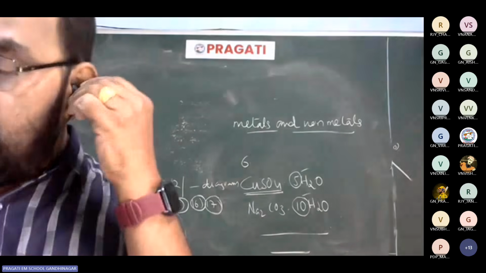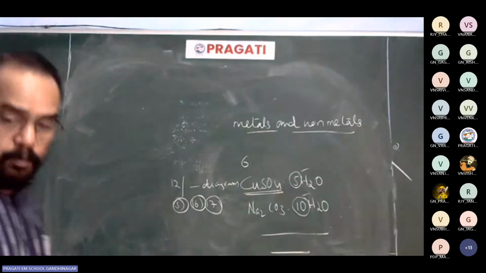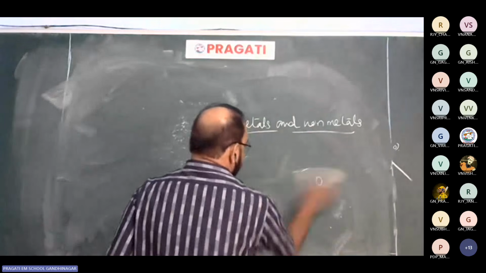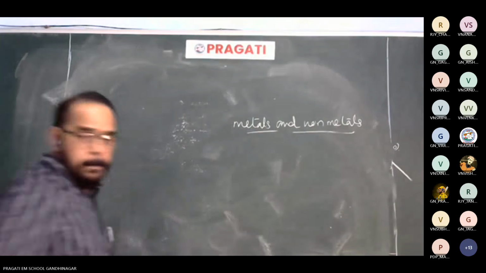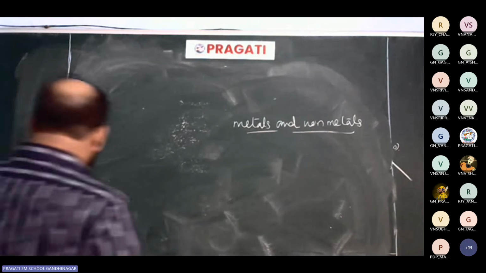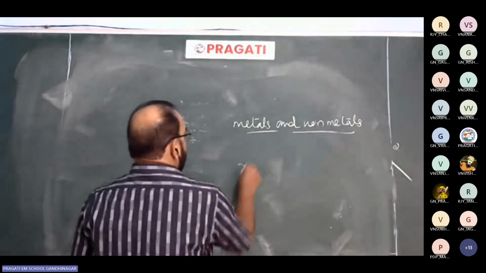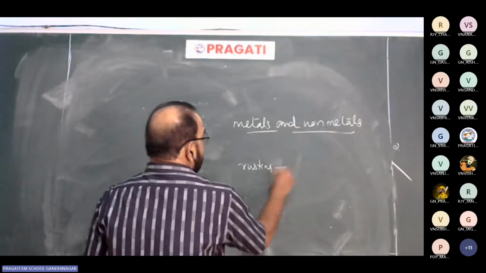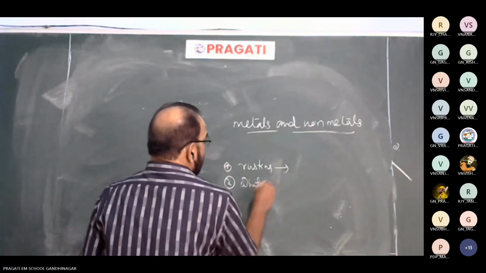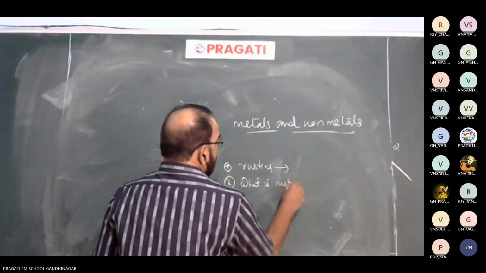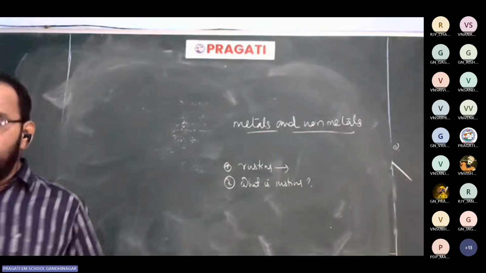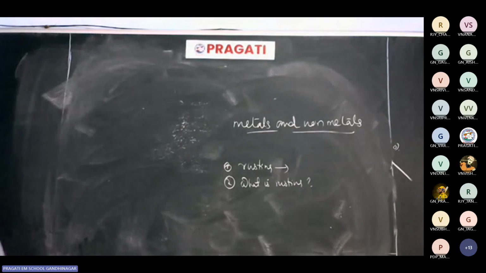I already told you what is most important in metals and non-metals. The most important question is rusting, and the conditions favorable for the rusting of iron. One important question is there. Another one is: what is rusting and how can you prevent it? That is also another 8-mark question.